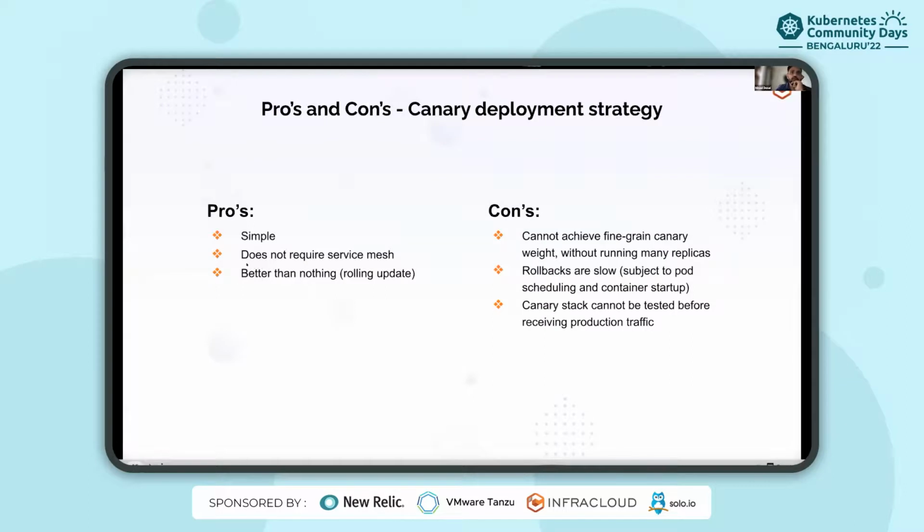Okay, so as you have seen, Canary is a simple one. It does not require any special service mesh. It has a bit of an advantage over a rolling update, but you will not be able to do a fine-grained Canary weight without running many pods. Compared to BlueGreen, where you would be able to roll back immediately because your old version is still running as a standby, in case of Canary, rollback is comparatively slow, because to shift from, let's say, the yellow version back to your blue, that is the old version, you would need to terminate one pod here, then create one new pod there. In that way, it would go.